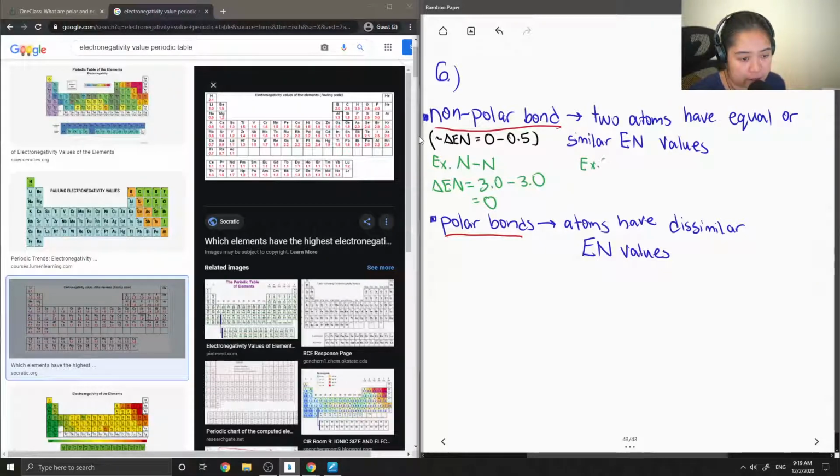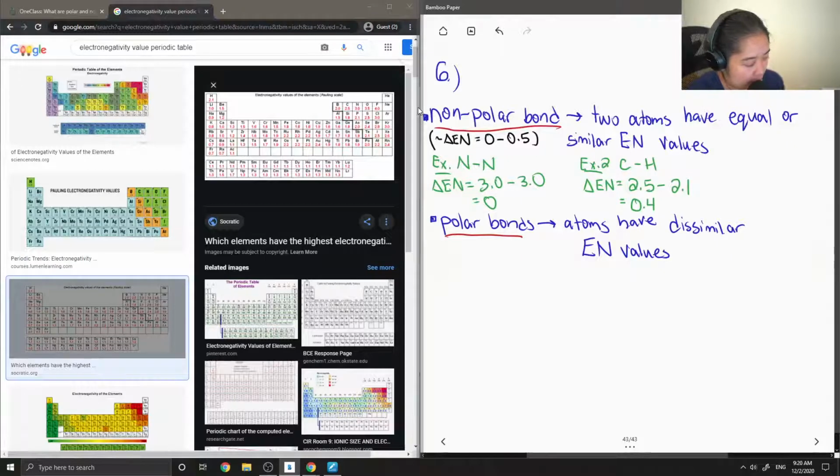So let's have another example where we have a carbon-hydrogen bond. If we were to calculate its difference in electronegativity, carbon is right here, so it has an electronegativity value of 2.5, whereas our hydrogen up here has an electronegativity value of 2.1. So the difference between the two is only 0.4. So therefore, we can say that the carbon-hydrogen bond is also nonpolar.